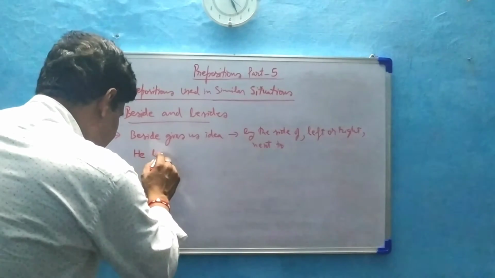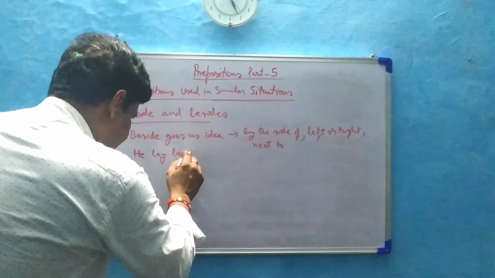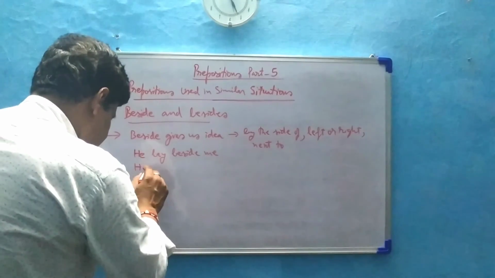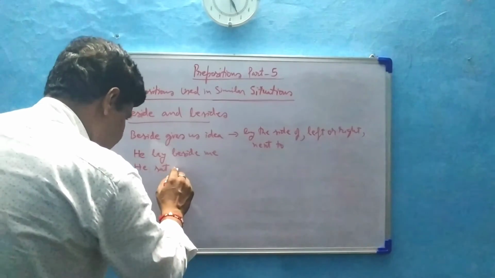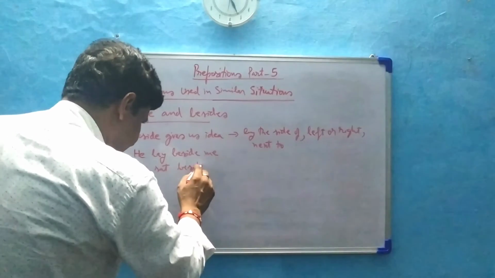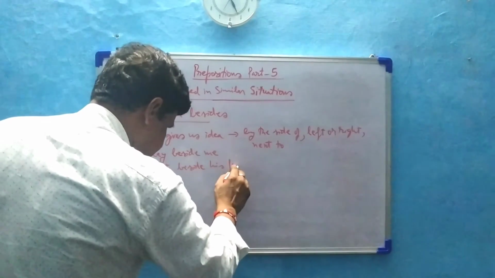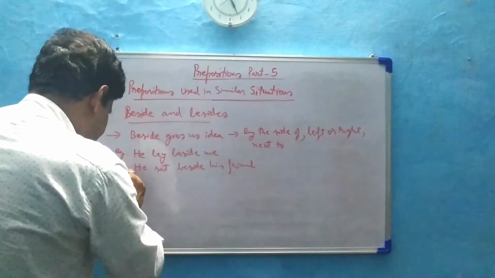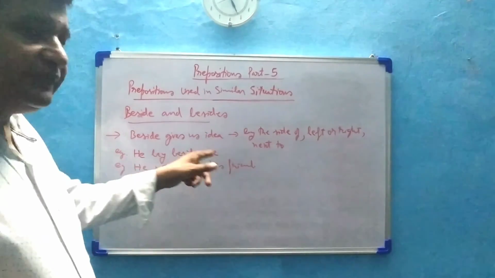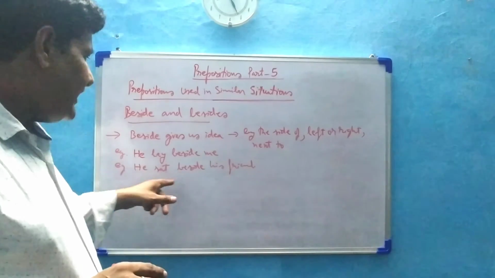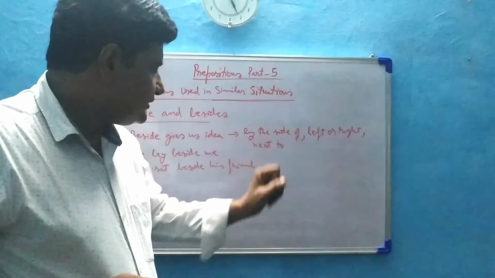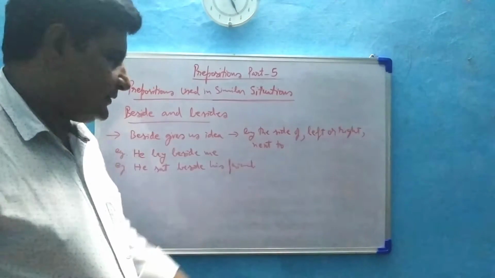He lay beside me. He sat beside his friend. So these are the examples. So this idea of by the side of, left or right, next to is given.